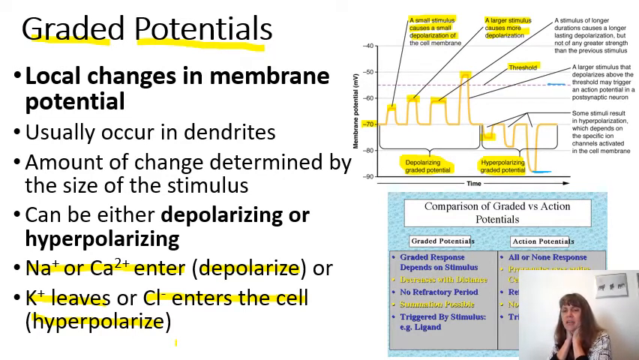Graded potentials can be added up in a process known as summation. Action potentials cannot be added together. There is no summation. Graded potentials are triggered by a stimulus, for example, a ligand or mechanical deformation. Action potentials are triggered by the membrane reaching its threshold value.